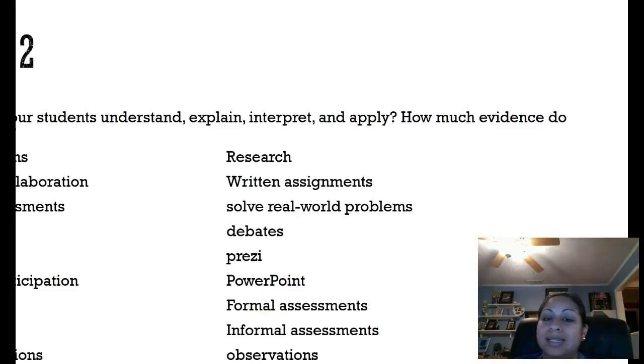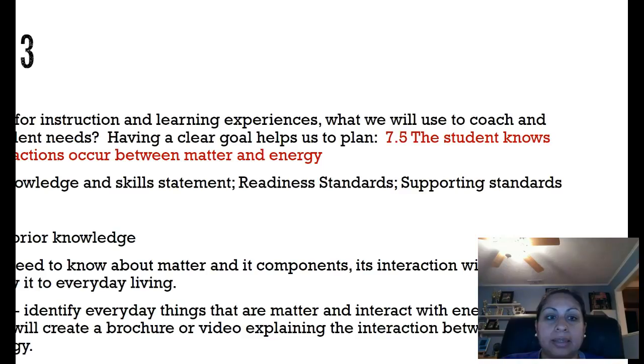We could do written assignments. We could have class debates. Students could create prezzies and inform us of what they have learned. It could also be a PowerPoint. It could be observations. There are so many ways that we can find evidence of the desired outcome. Okay? And then we have step 3.